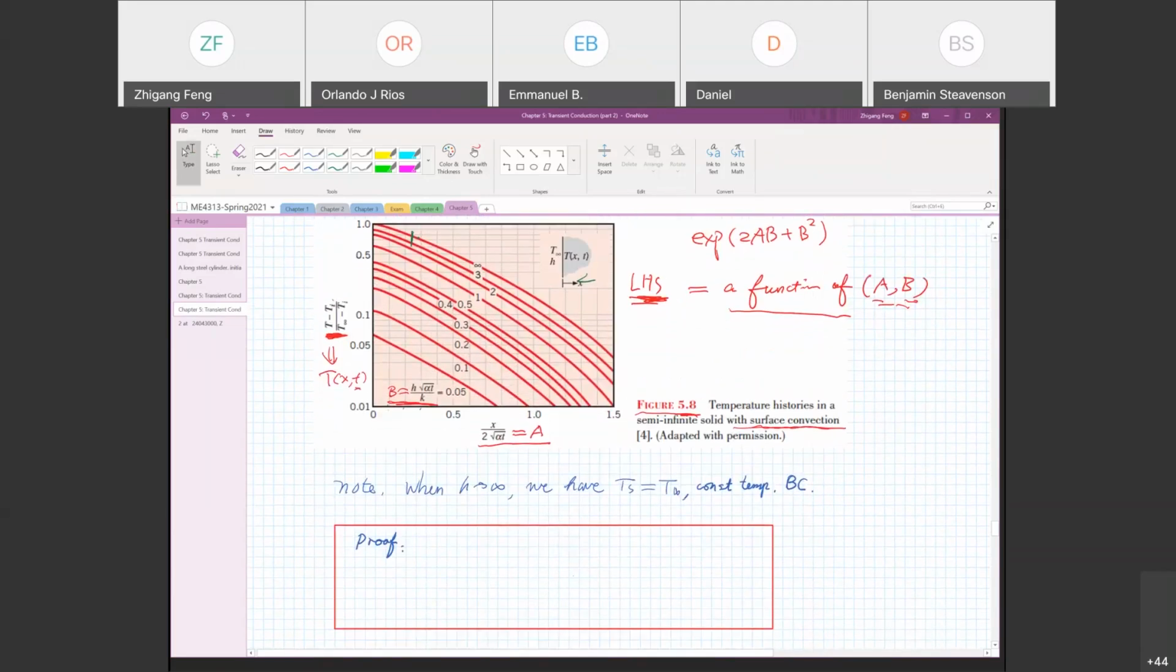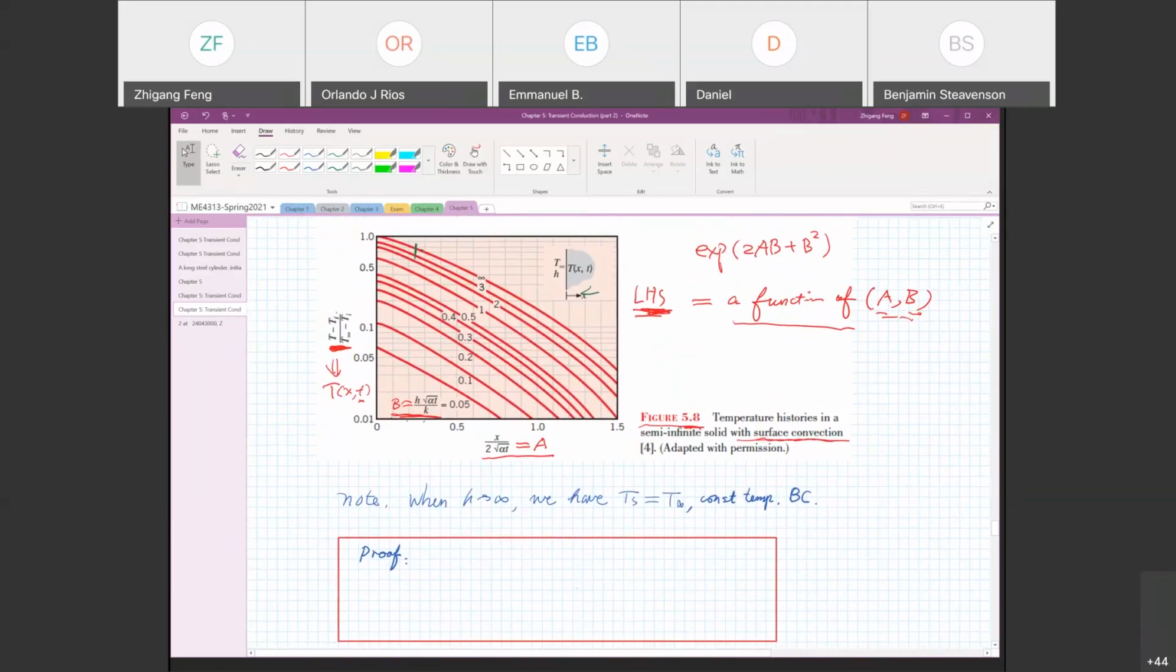Okay. I want to add a very important comment here. When you have a convection boundary condition, it requires a convection coefficient h. And when h is extremely large, so many times it doesn't tell you it goes to infinity, it just tells you extremely large. So if you have extremely large h, then the convection boundary condition can be reduced to a constant surface temperature boundary condition. And the constant surface temperature is equal to the T sub infinity.